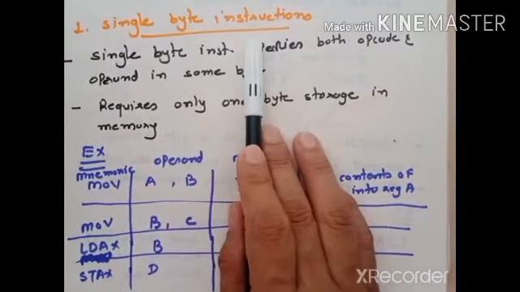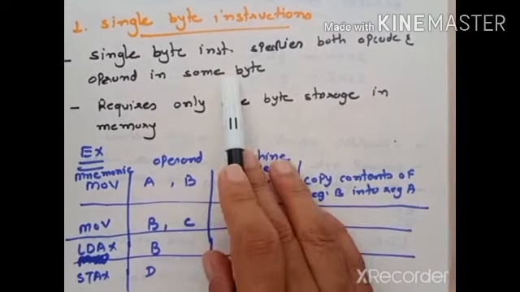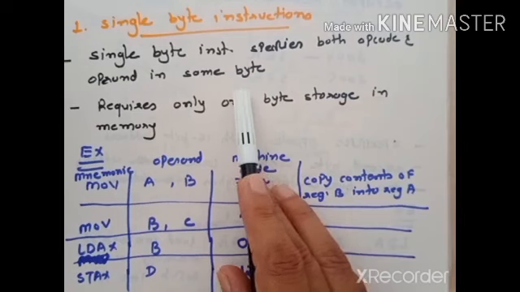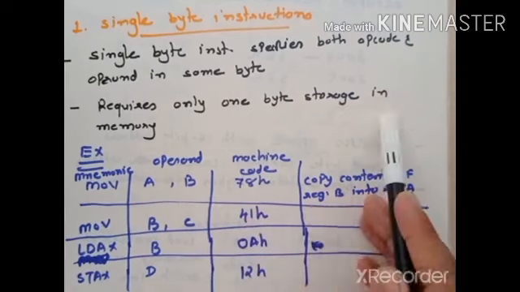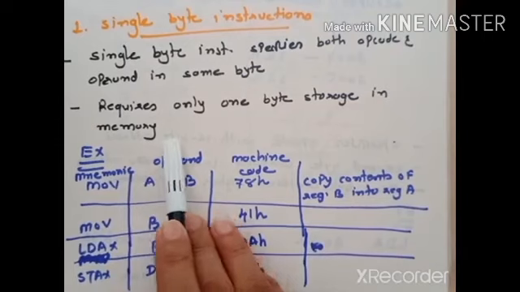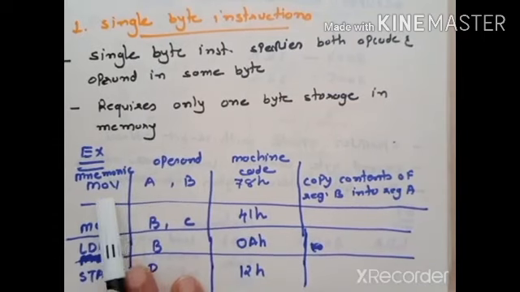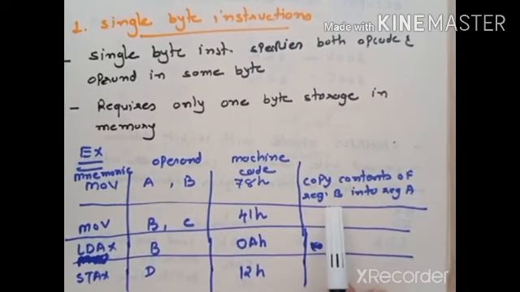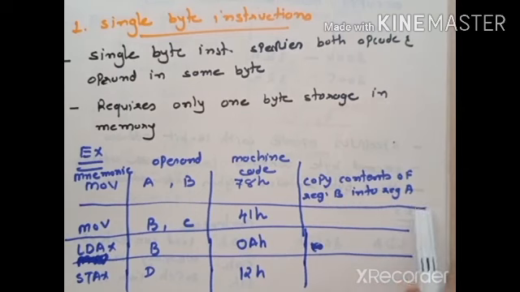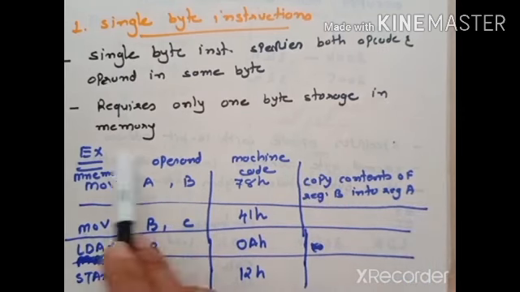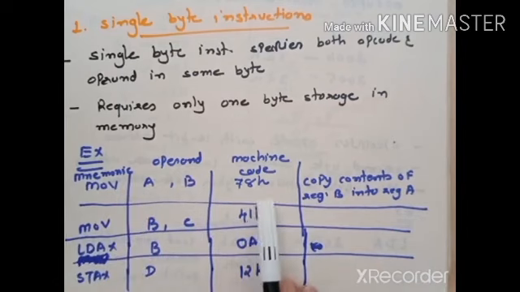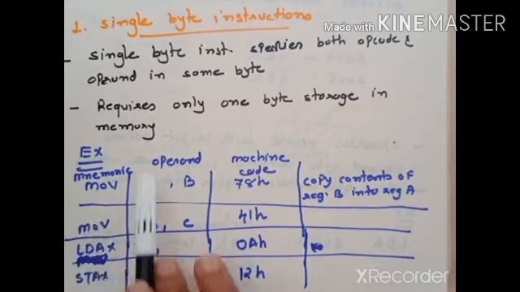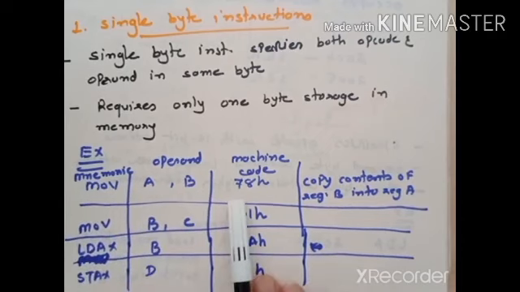First, single byte instruction. A single byte instruction specifies both opcode and operand in the same byte. That means it requires only 1 byte of storage in memory. An example of a single byte instruction is MOV A, B, that means copy the content of register B into register A. The hex code of this instruction is 78H. So this is a single byte instruction and it requires only 1 byte of storage in memory.